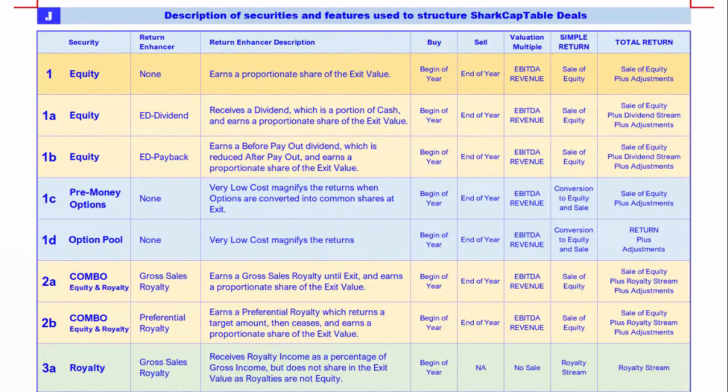Now, Shark Cap Table 3 Fin also has other methods of raising capital and spiking the returns. We're going to do that next. So we need to scroll to section J. And again, this is still in this tab for Deal Maker.